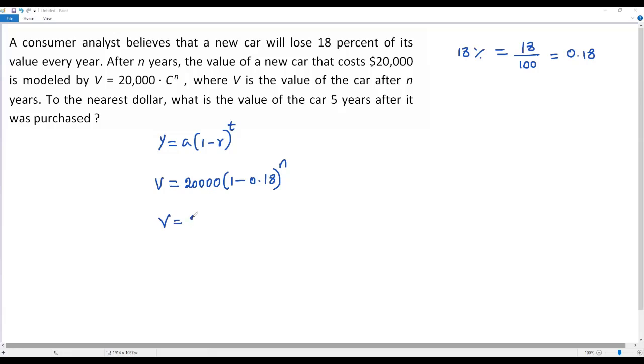Let me do some simplification over here. 20,000 times, when I subtract 0.18 from 1, I get 0.82 to the nth power. Now I got the value of C. Here I got 0.82. Now what we have to do is plug in 5 for n over here and get the value of V. That represents the value of the car 5 years after it was purchased.